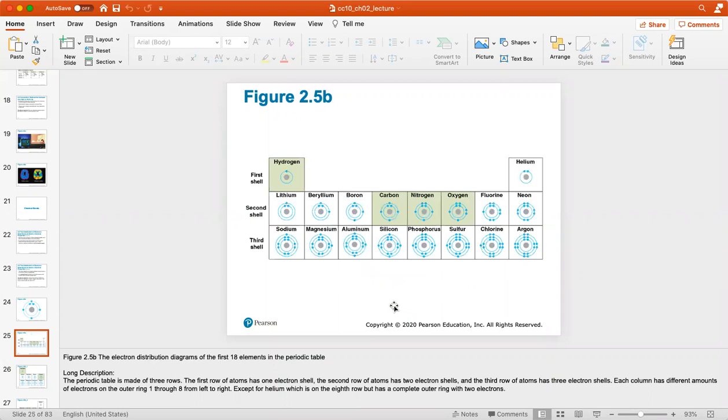The periodic table, so this actually now shows the electron distribution diagrams of the first 18 elements. And the periodic table is made of 3 rows. The first row of atoms has 1 electron shell, so you can just see 1 blue circle around these 2 atoms. The second row of the periodic table has 2 electron shells, and the third row of atoms has 3 electron shells. And then each column has different amounts of electrons on the outer ring, 1 through 8 from left to right, except for helium, which is in the 8th column but has a complete outer ring with 2 electrons. So that's a little bit how the periodic table is laid out.